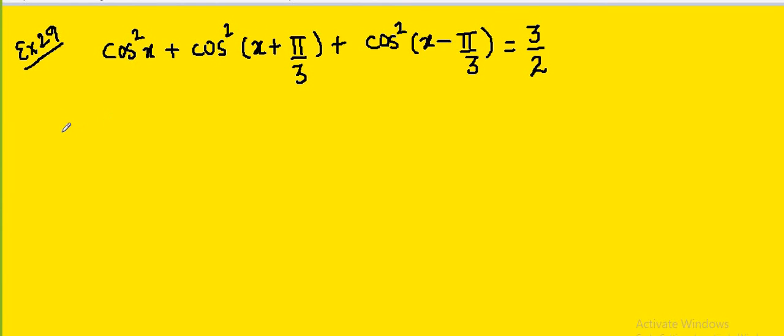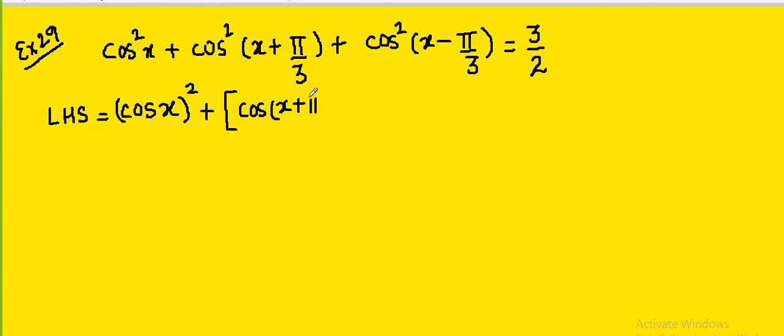See, first of all, writing LHS, we have cos square x, means cos x whole square, plus cos square x plus pi by 3, means cos x plus pi by 3 whole square, plus cos square x minus pi by 3, meaning cos x minus pi by 3 whole square.